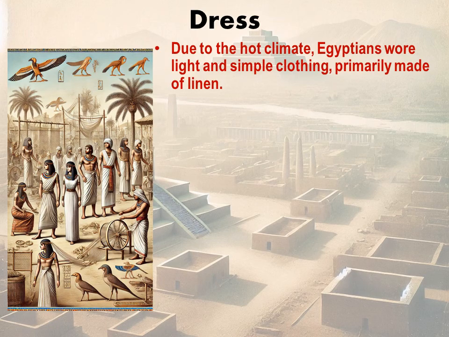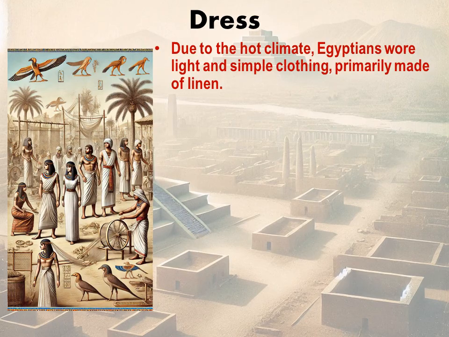As we know, Egypt was situated in a place which has deserts all around it, and it is also close to the equator. Hence, this is a very hot area. The temperature was very high, so they could not wear heavy clothes. Thus, they had to depend on light and simple clothing, and all of their clothes were primarily made of a material called linen.